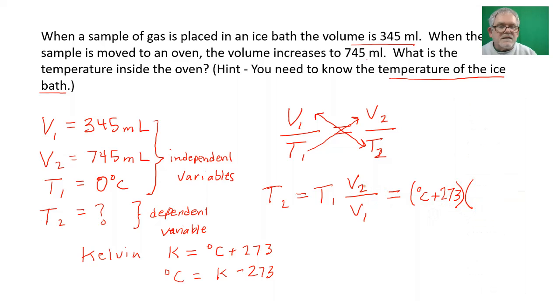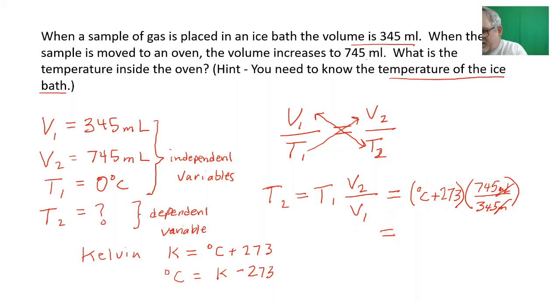And then I take V2, which is the second volume, the final volume, which is 745 milliliters divided by 345 milliliters. Okay, you have your equation. The only thing left to do is to cancel like terms. The milliliters cancel and take out your calculator.